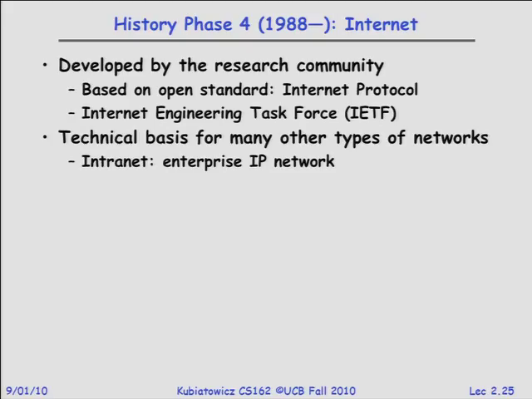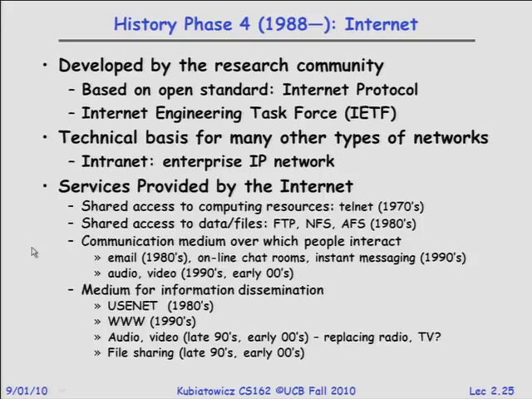And so what are some services provided by the internet? Well, shared access to computing resources was through Telnet in the 70s. Shared access to data and files were things like FTP, NFS, AFS. That's in the 80s. Instant messaging in the 90s. Audio and video in the 90s and early noughties, as a friend of mine calls this. And things like www, all that sort of stuff for information dissemination all across the net.